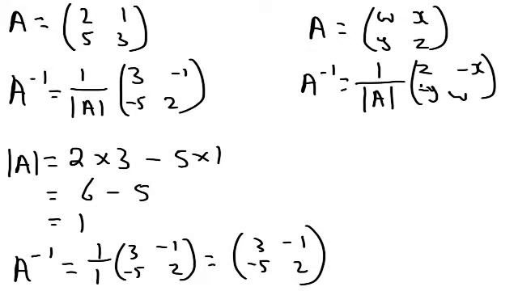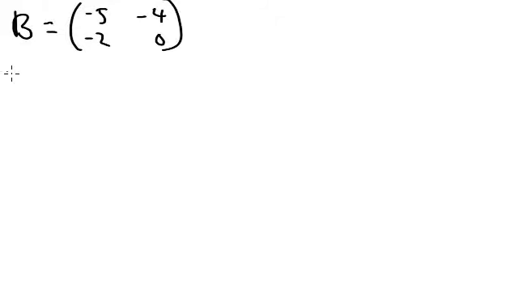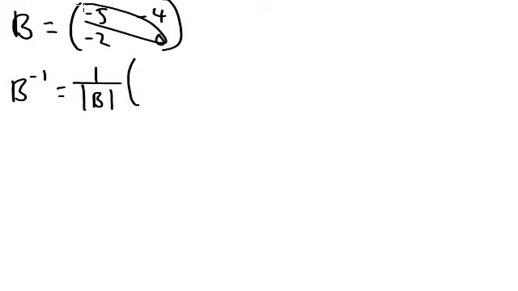Example 2. Consider a matrix B to have the following elements: -5, -4, -2, and 0. How can we determine B inverse? So just like before, we know that B inverse will be nothing but the reciprocal of its determinant multiplied by the change in position of the elements in the leading diagonal.